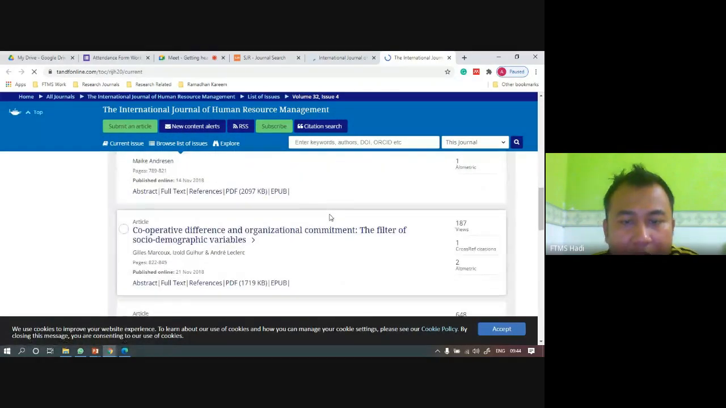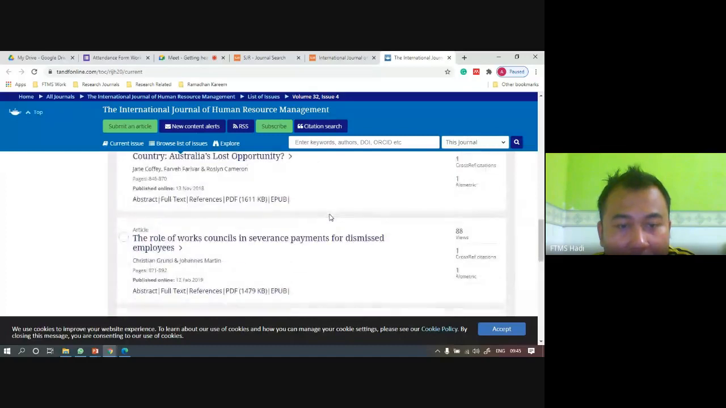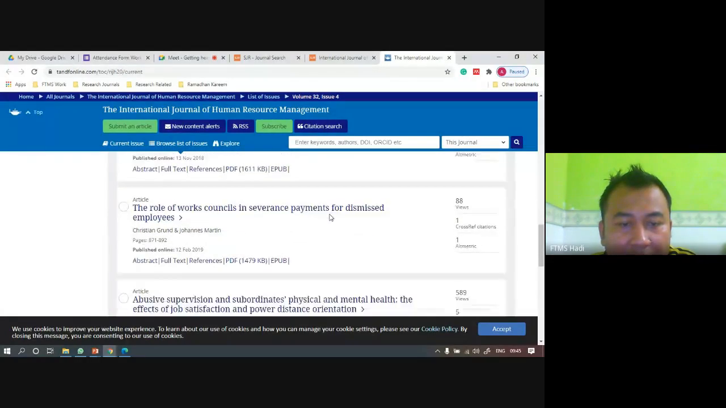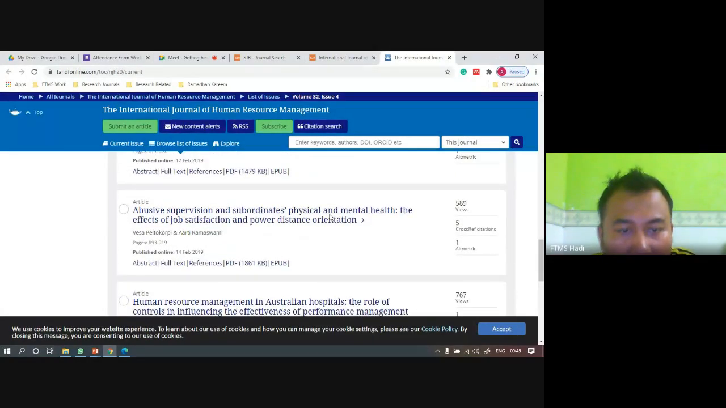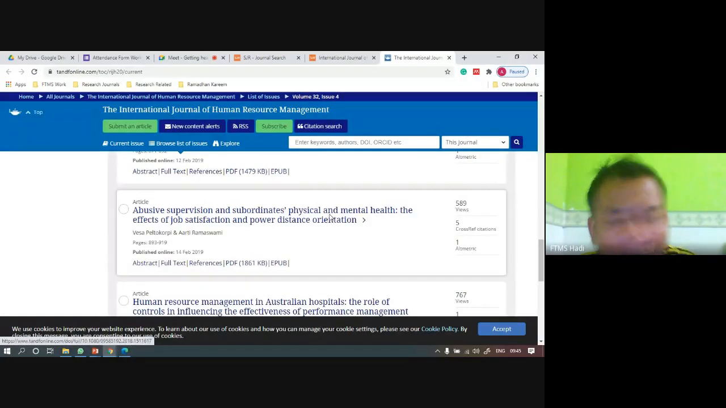Let's say one of the topics is organizational commitment. Yeah, that is one of the topics. Or probably abusive supervision. Yeah, that is one interesting topic as well. That means sometimes the supervisor is abusive, and I'm not happy with that supervision. So abusive supervision impacts job satisfaction.